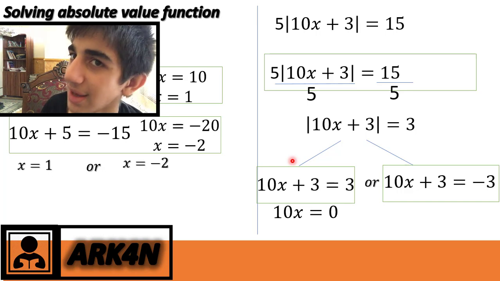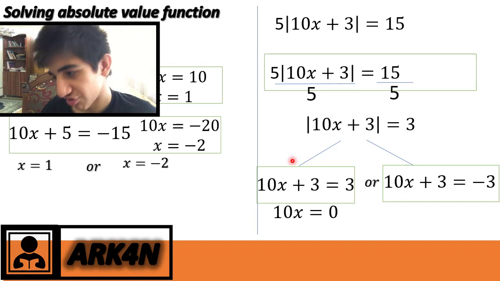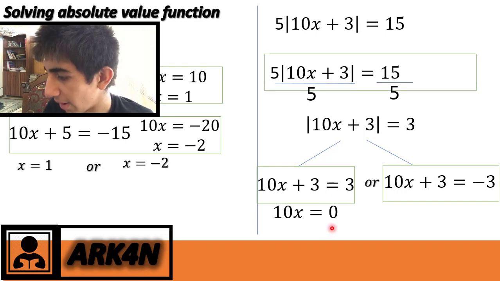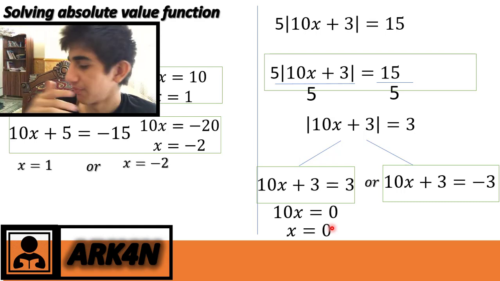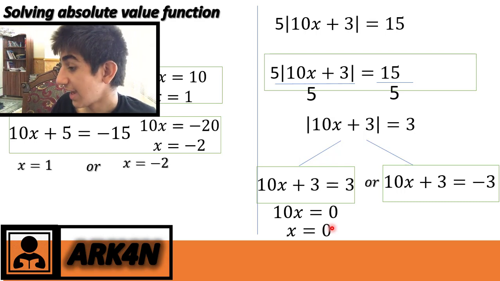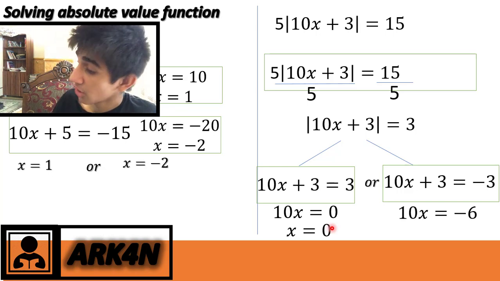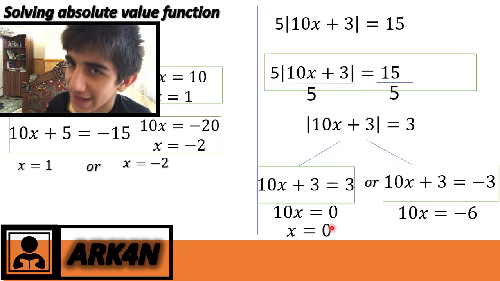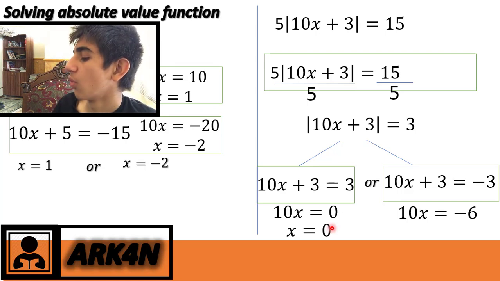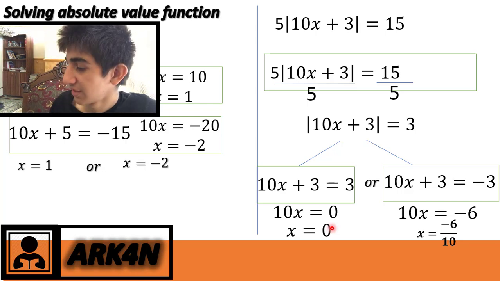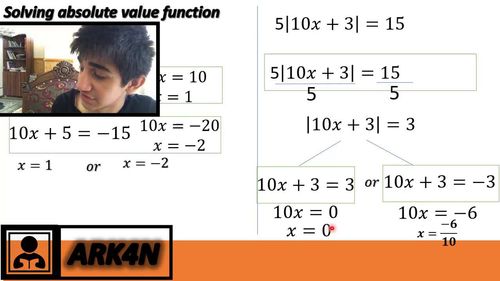What times 10 makes 0? Of course 0, or just divide both sides by 10. You get 0 over 10, and that's 0. So x equals 0. Now the next one: subtracting 3 from both sides gives us negative 6, so 10x equals negative 6. What is the value of x? The value of x is negative 6/10, dividing both sides by 10.